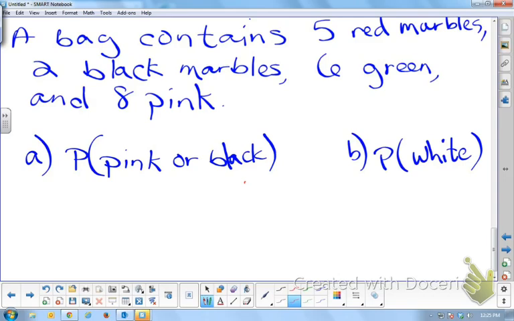So we have to put the number of ways we could get what we want to happen divided by the total number of ways we could have something happen. Pink or black. We have 8 pink marbles and 2 black marbles. We could get either of those and be happy because that's what it's asking for. So if we can get either, we have 10 possible ways to pick what we want to happen.